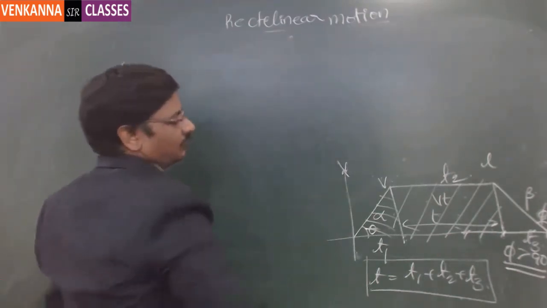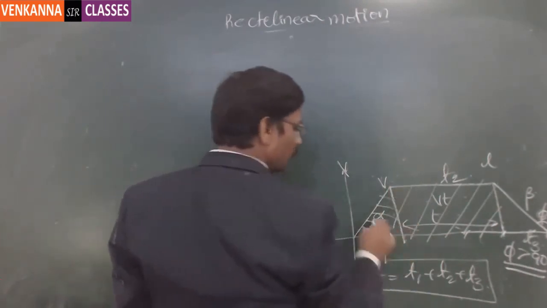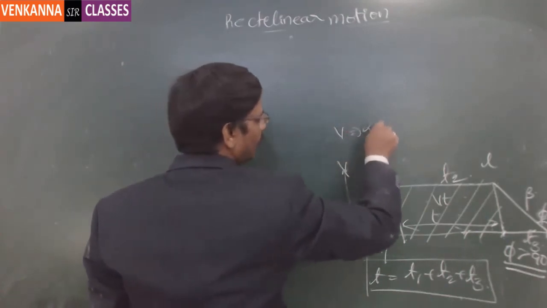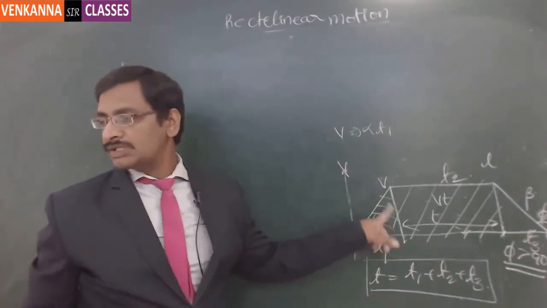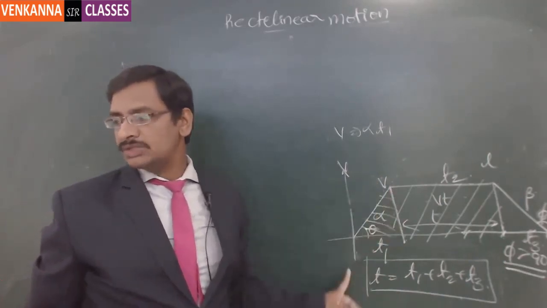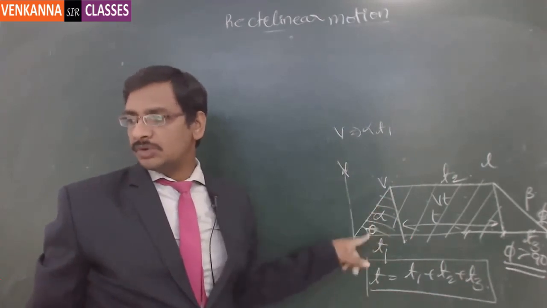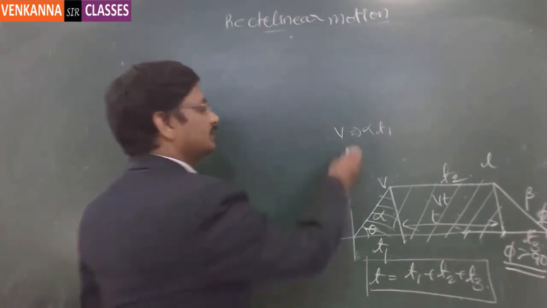So here we can get the relation: if this is t1 and the slope is alpha, then v is equal to alpha t1. So this is actually a straight line equation. These coordinates are t1 and v, and these coordinates are 0, 0. This straight line equation is nothing but v is equal to alpha t. At t is equal to t1, v is equal to alpha t1. So this is one relation.